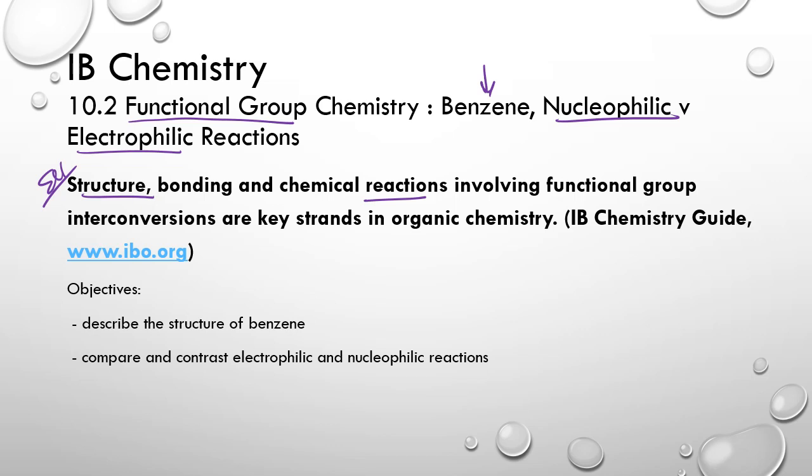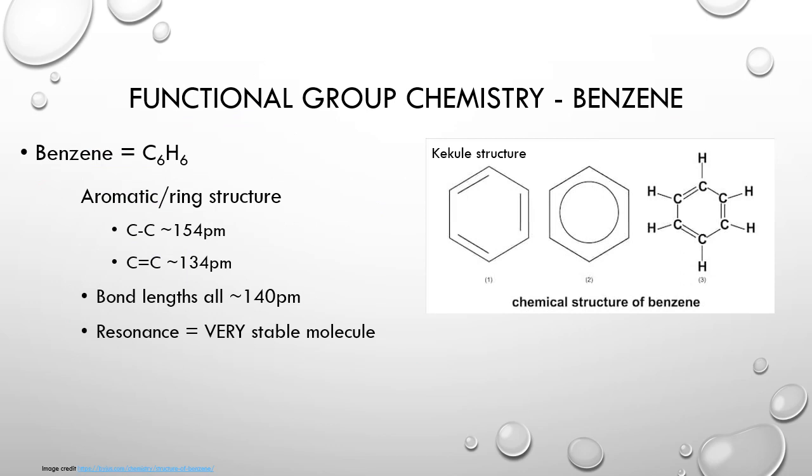Our objectives are, we're going to describe the structure of benzene, this super cool molecule, and then we're going to compare and contrast electrophilic and nucleophilic reactions. So first up, benzene. Benzene is a super cool molecule, C6H6. We know that it is aromatic, which means that it comes in this ring structure. It smells. So this German scientist Kekule said, I think that benzene looks like this.